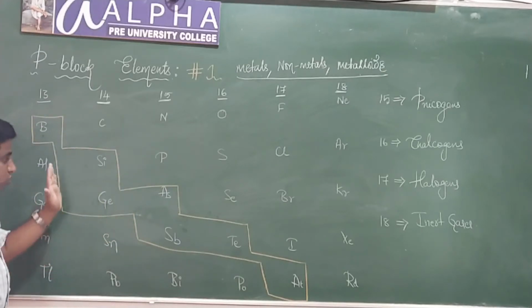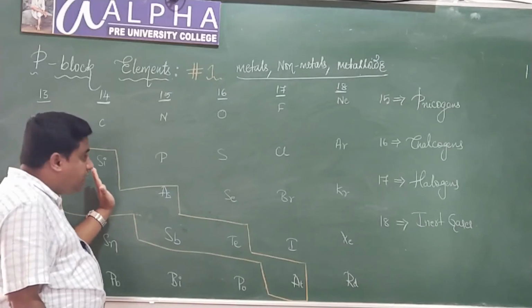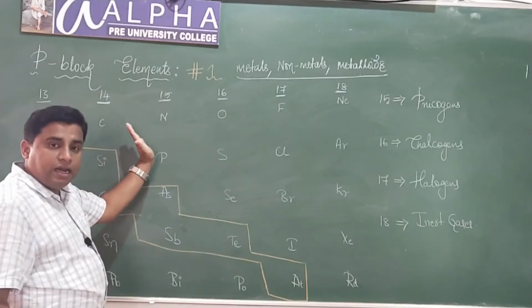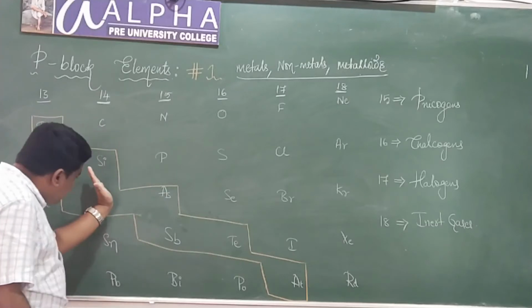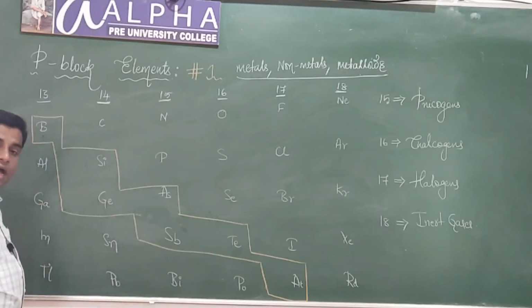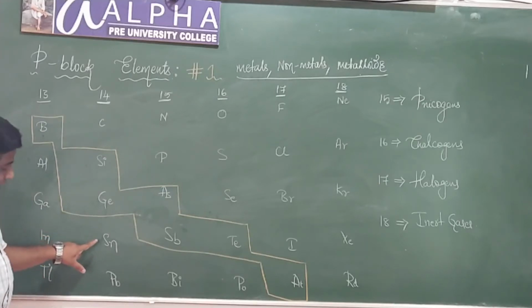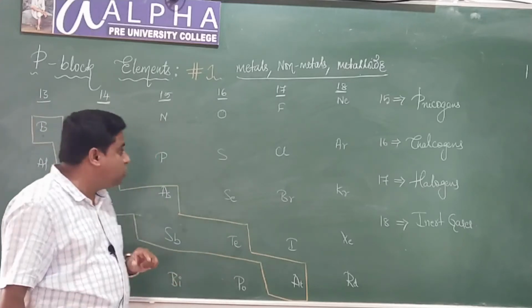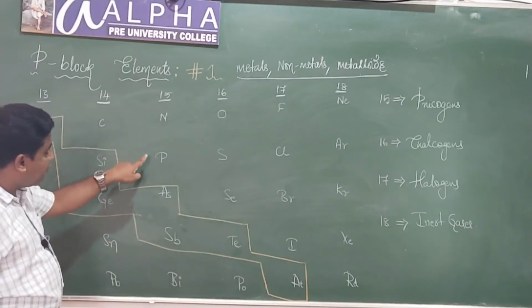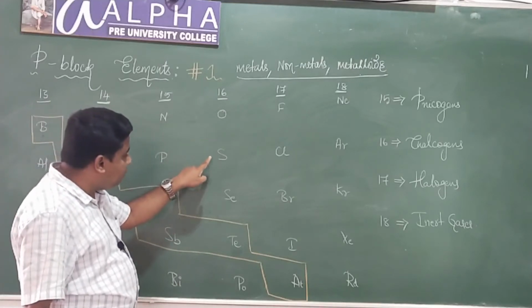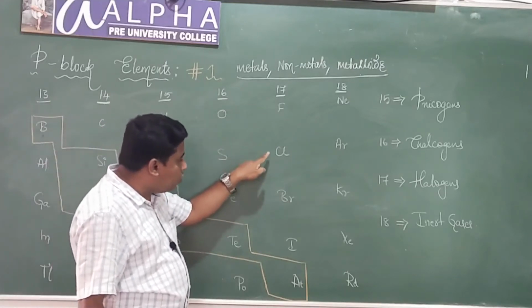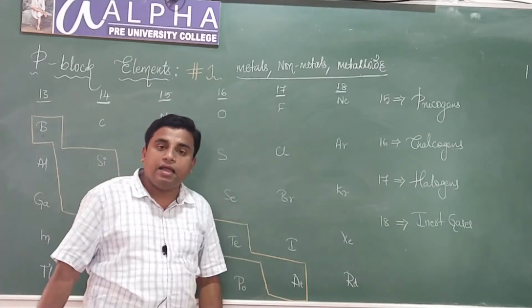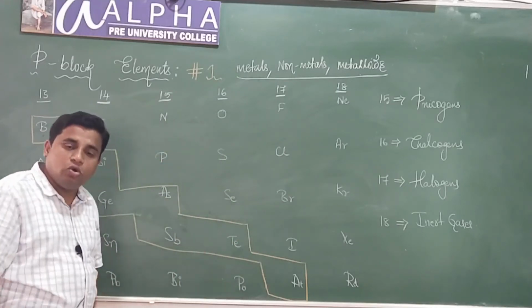Are you getting my point? So all the elements that lie above the metalloids are non-metals. The elements that lie below the metalloids are metals. So aluminium, gallium, indium, thallium, tin, lead, bismuth, polonium, they are all metals. Whereas carbon, nitrogen, phosphorus, oxygen, sulfur, selenium, fluorine, chlorine, bromine, iodine are what? Non-metals. Hope you understood.